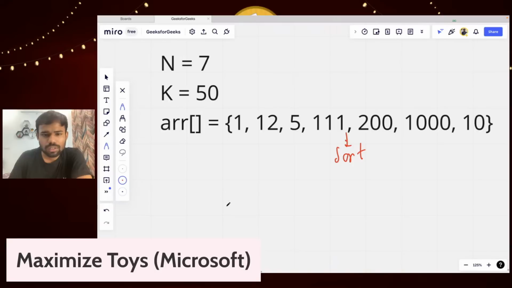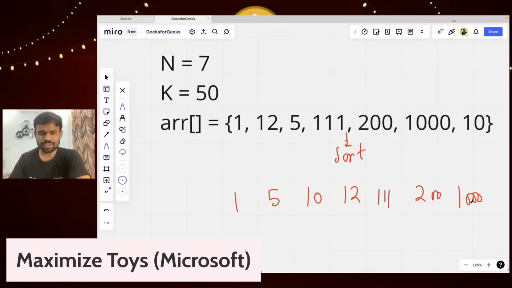Okay. So 1, 5, 10, 12, 111, 200 and 1000. So this will be the case. और अब देखो आप क्या करोगे. अब आप पहले गए, you have 50 rupees. So यहाँ मैं लिखता हूँ amount remain, amount left.